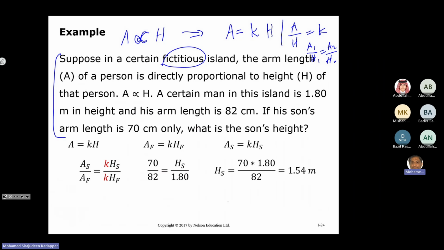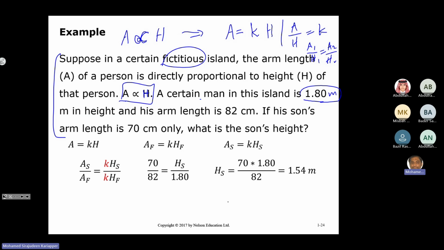So let's look at this particular question, and see how easily we can solve it, knowing how to do it with your math. Suppose in a fictitious island, the arm length A of a person is directly proportional to the height of that person. In other words, A, which stands for the arm length, is directly proportional to H, the height of the person.